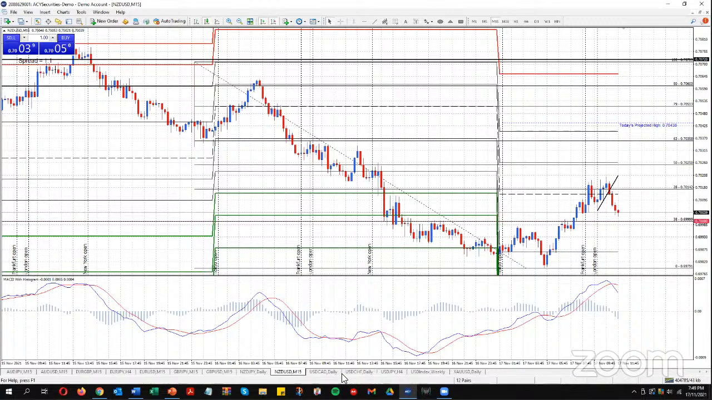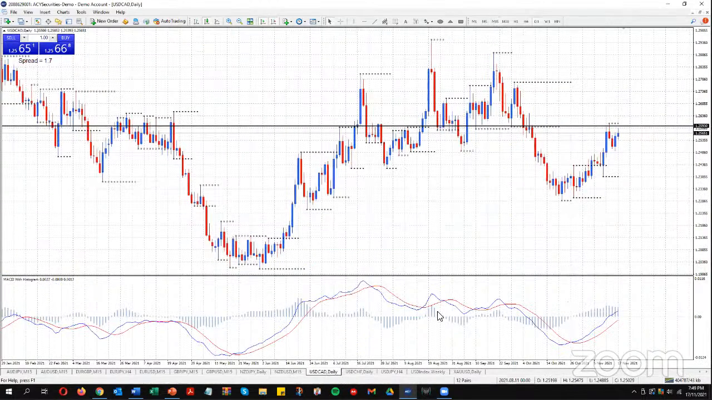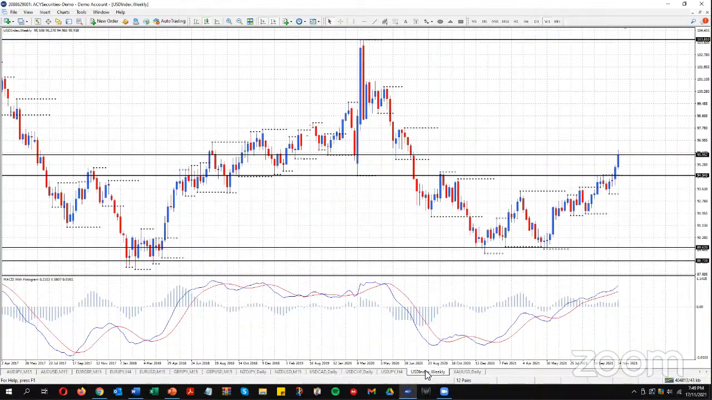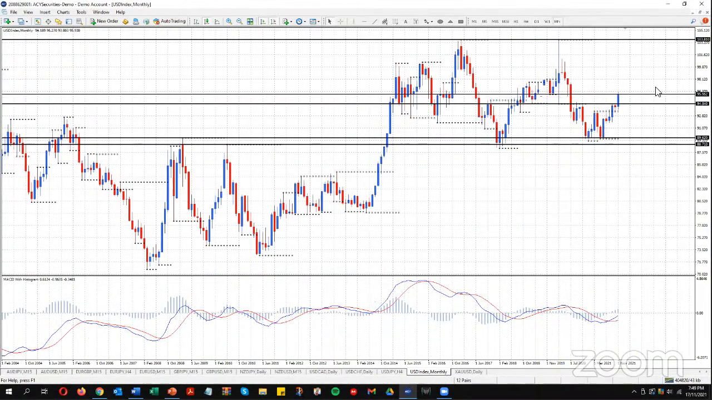All right, just 2 pairs I wanted to look at just from the day chart perspective. I know we've been having some US dollar strength. So just before we finish, I should actually go to the dollar index. This is the weekly chart. Very strongly up to the monthly. We're actually at a monthly area of resistance here. 95.95.